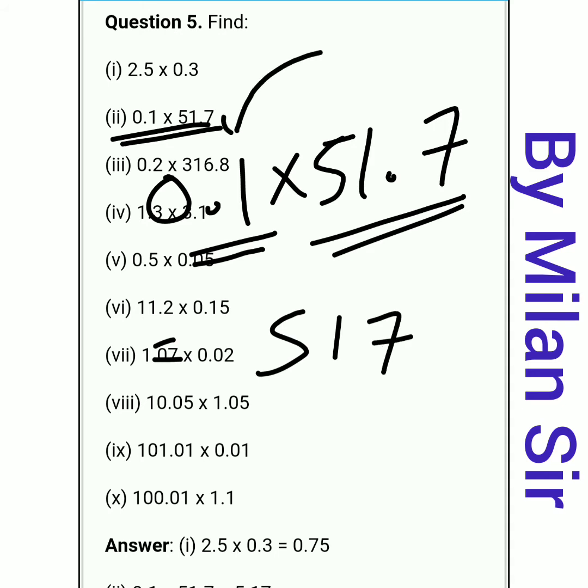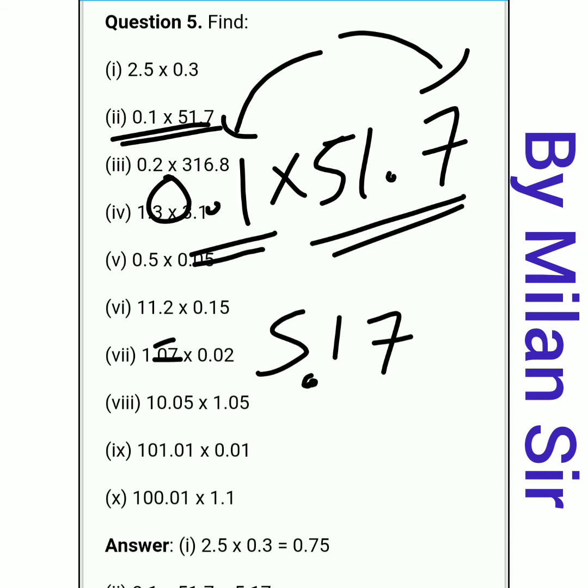In first number we have one digit after the decimal point, in second number we also have one digit after the decimal point. So altogether we have two digits after the decimal point, right? So before two digits we need to put the decimal point in the answer. That means here we need to put the decimal point, right?